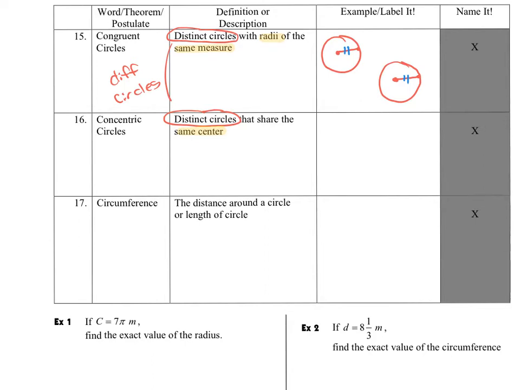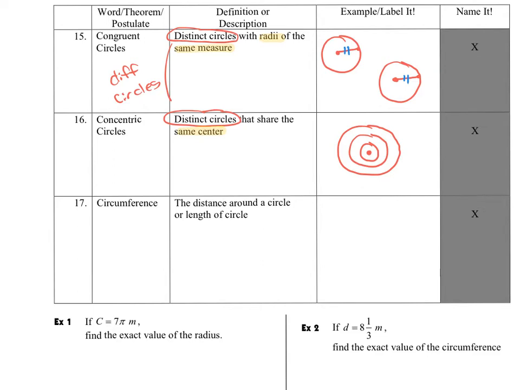Now, concentric circles, really just think ripples in a pond. You've got a circle and then another circle, and we can have lots of them. Mine are pretty messy here, but those would all be concentric circles because they would all have that same center. So think a bullseye.